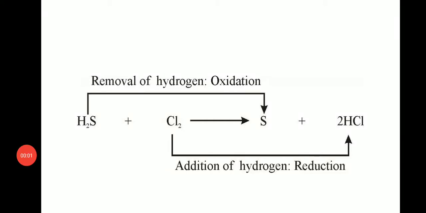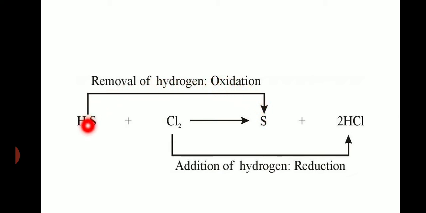Next example is chlorine is added to hydrogen sulfide to form sulfur and hydrogen chloride. Here we see this is in terms of hydrogen. So here hydrogen sulfide is changing to sulfur.